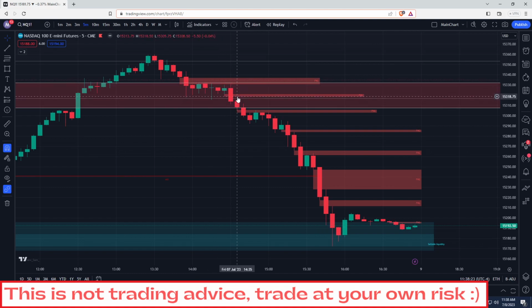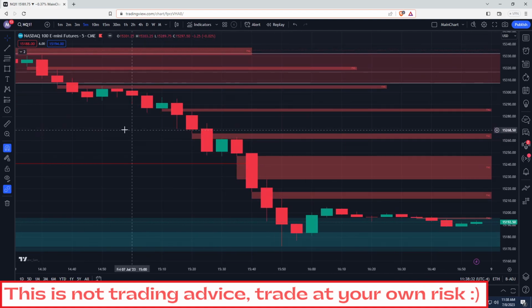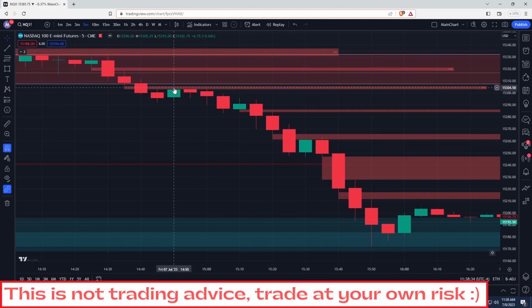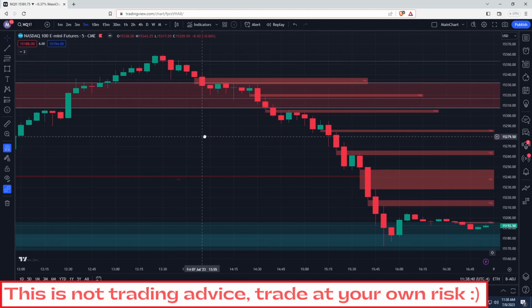You have another one formed right here. We don't quite get to it. You have another one right here. We have a swift rejection. Perfect entry. Let me go in a little bit closer just so you can see it. This is the 5 minute chart. Boom. And then you have another entry right inside this one. Price just keeps going and going.